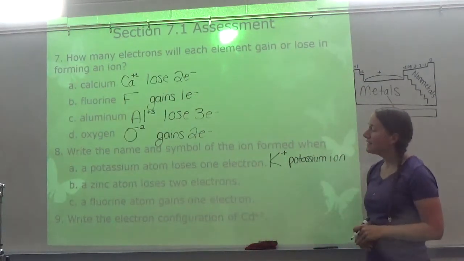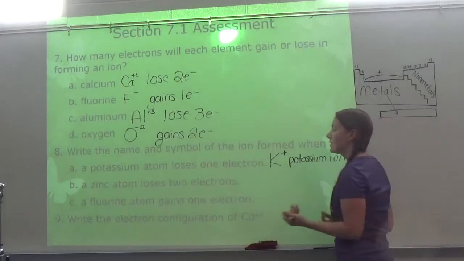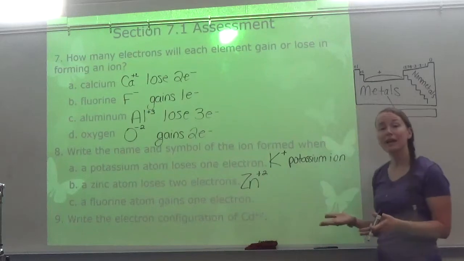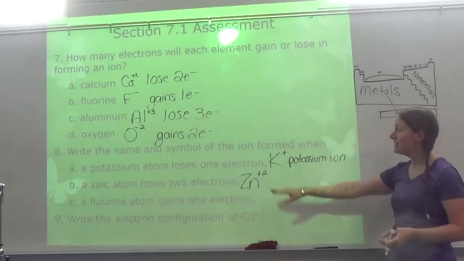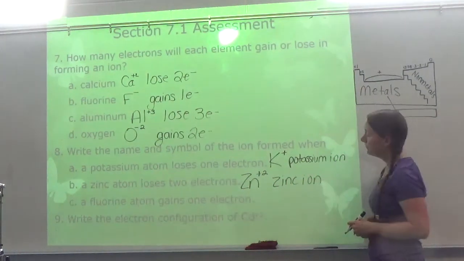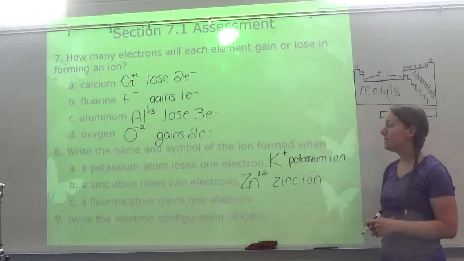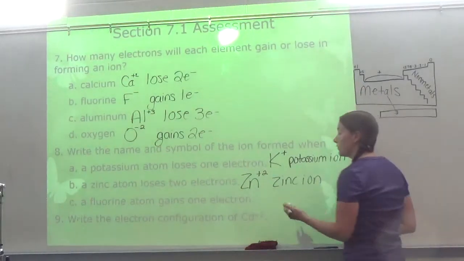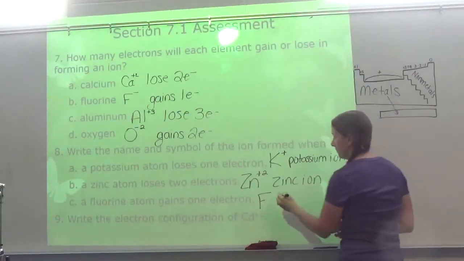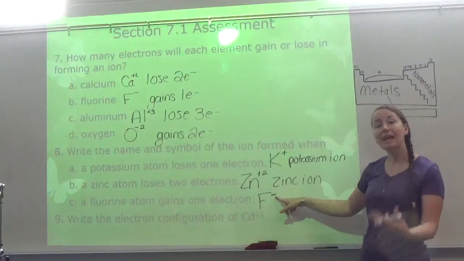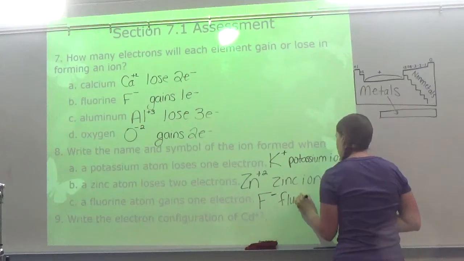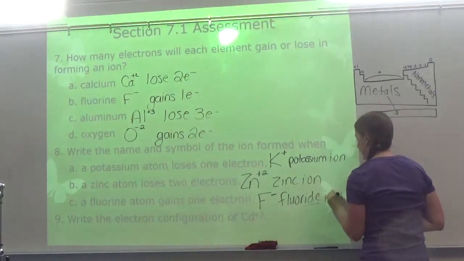All right, part B, it says a zinc atom loses 2 electrons. So zinc is Zn. If it loses 2 electrons, that means it's lost 2 negatives, so it has a positive 2 charge. Since it's positive, we don't change the name. It's just zinc ion. Then last one, it says a fluorine atom gains 1 electron. So fluorine is F, not Fl. If it gains 1 electron, it becomes negative. And remember, when we name a negative ion, we change the ending to -ide. So instead of being called fluorine, it's called the fluoride ion.